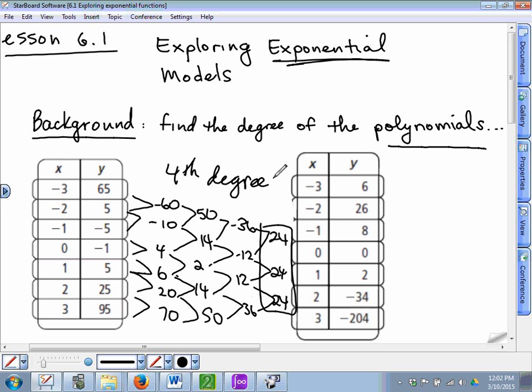It's 4th degree. Okay? Now that you know the degree, and we don't have time for this, but do you remember when we had our calculators, you had to go to the list, you had to type them in a list? And then you had to tell your calculator to come up with an equation? So now that you know it's 4th degree, you can tell your calculator to come up with an equation for it.